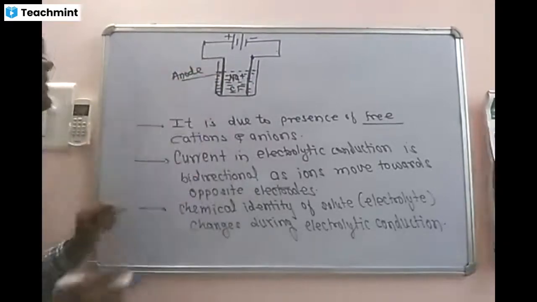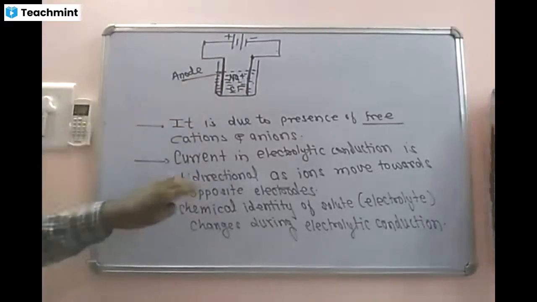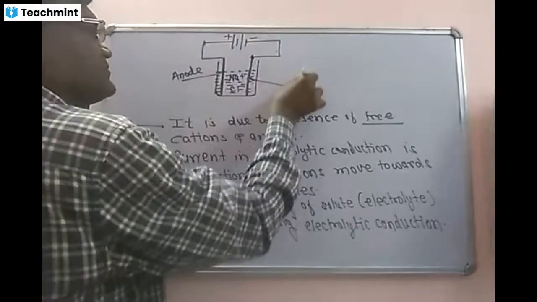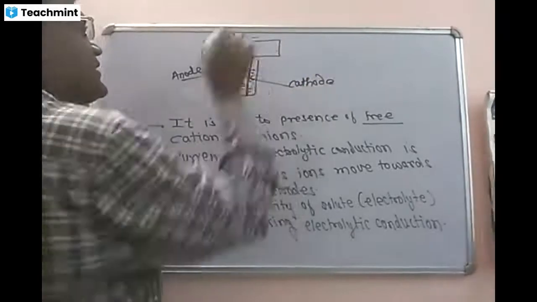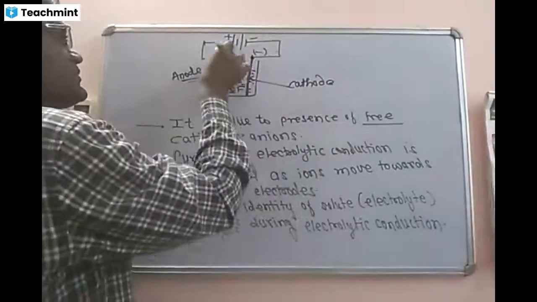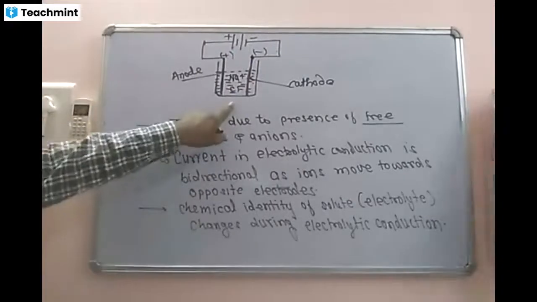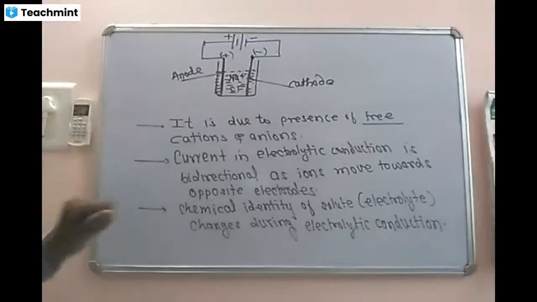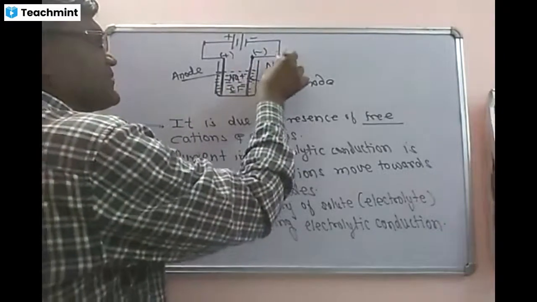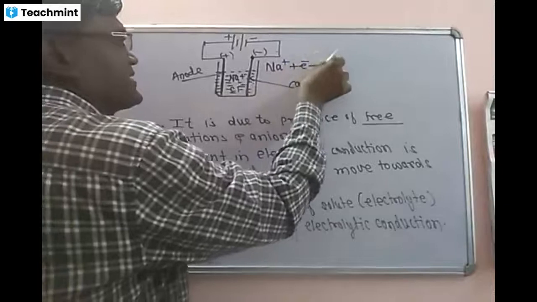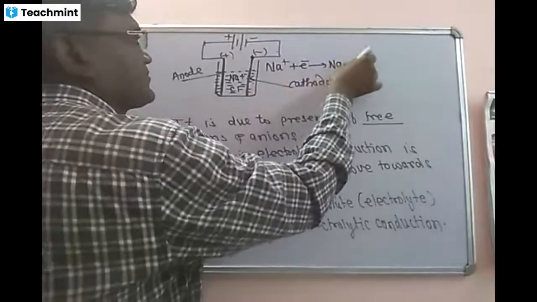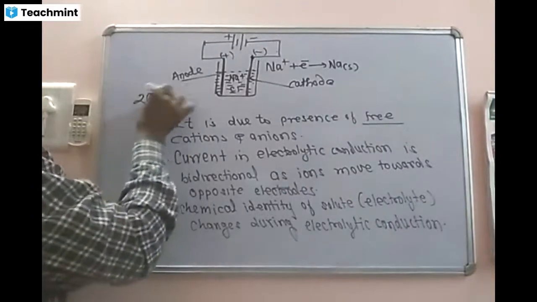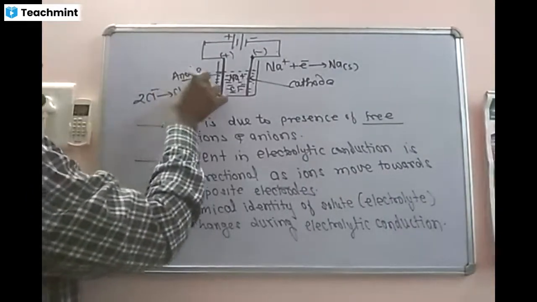So anode is maintained at positive potential, whereas cathode will be at a negative potential. Now these ions in the solution carrying opposite charge, cation will move towards cathode. Na positive will move towards cathode, and as a result, sodium may get deposited. On this side, Cl negative ions are there and they get oxidized to give chlorine gas.